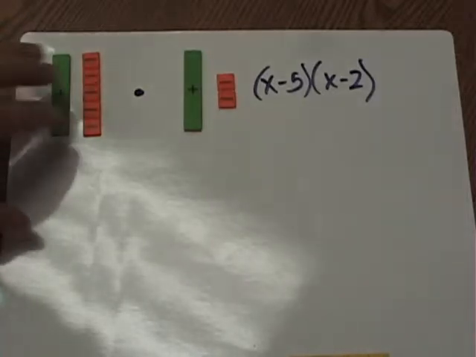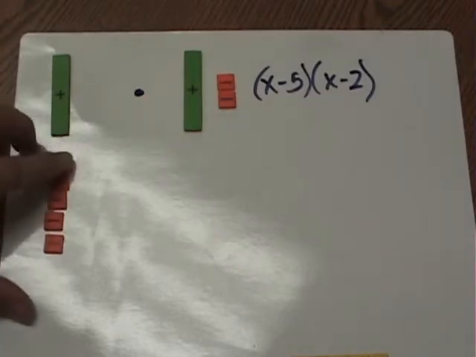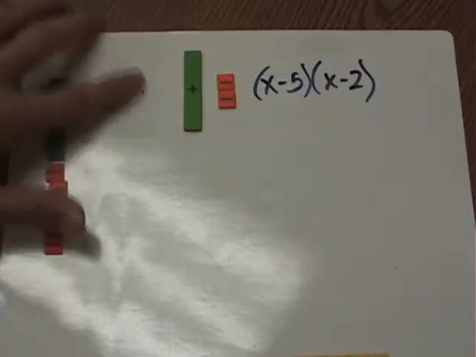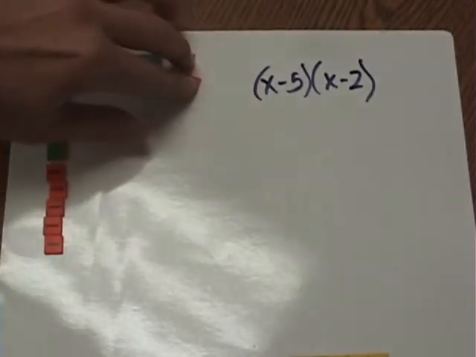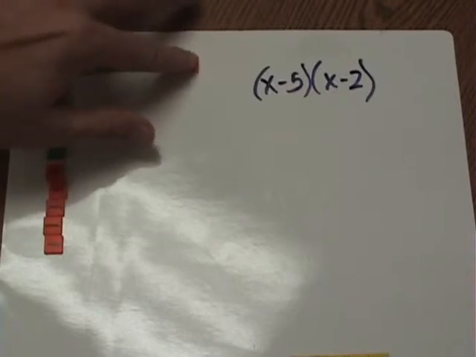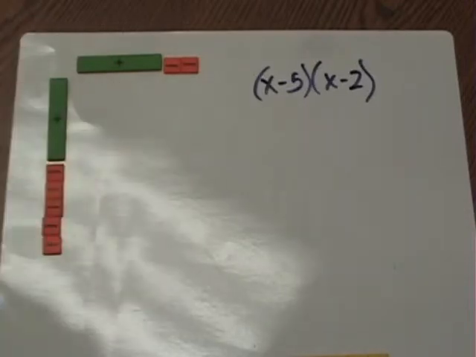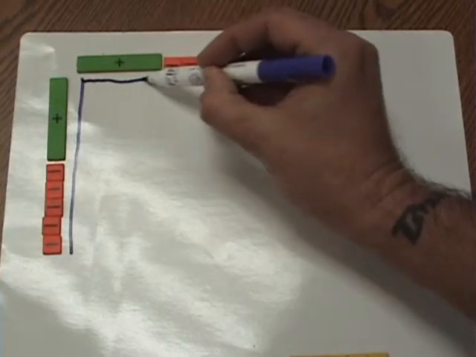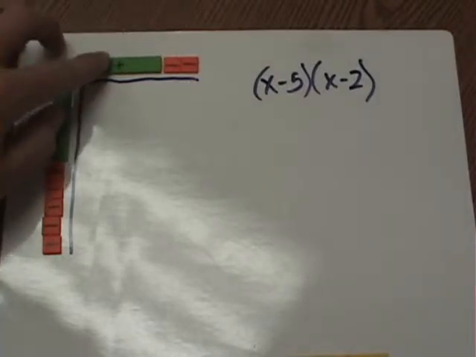So what I'm going to do is take this first one and move these down here. Then I'll take my x minus 2 and move that over there. So what's going to go in the center here is the product of x minus 5 times x minus 2. Looking at it, we need something that is x units long by x units long.